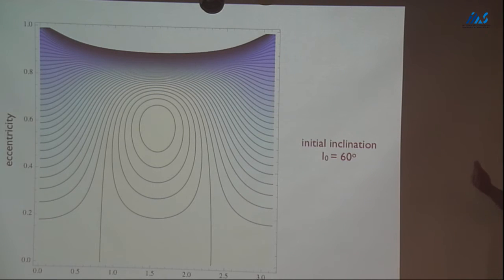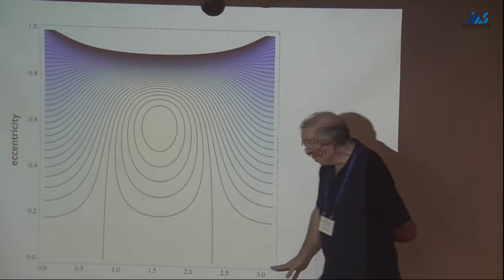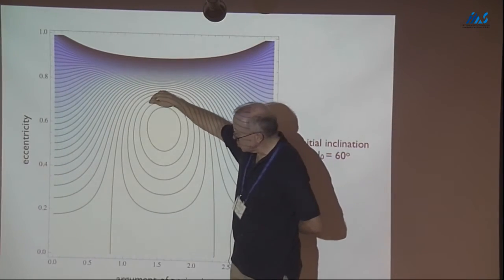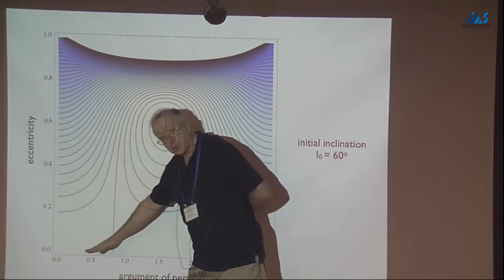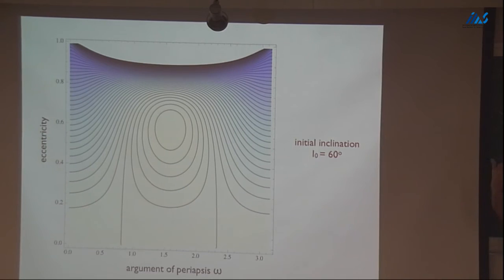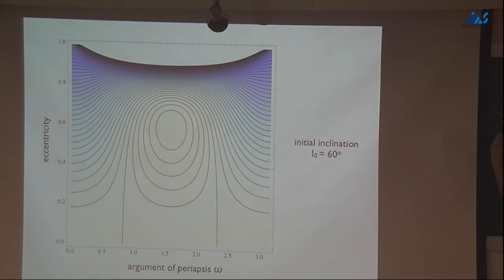That is, at this inclination, they can't stay circular, and they slowly work their way up to very high eccentricity and work their way back down again. And that cycle repeats on the secular time scale, that is on a time scale which is proportional to the strength of the external perturbation.